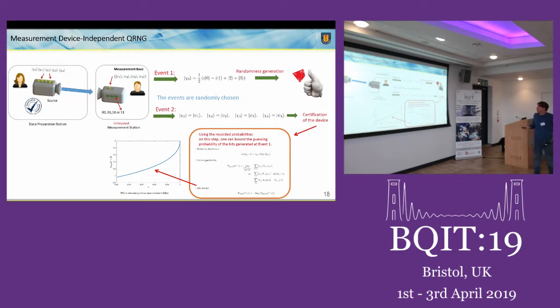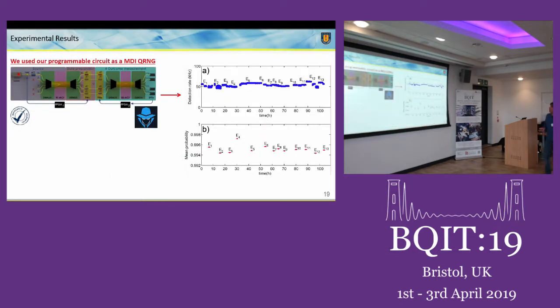But with this event here, you can set a bound on the guessing probability of the random bits generated at event 1. And then, if you have higher visibility, you can show how much private randomness is generated, and you can see that if you can get higher visibility, the amount of private randomness will be high, okay? So we used the system to implement it.